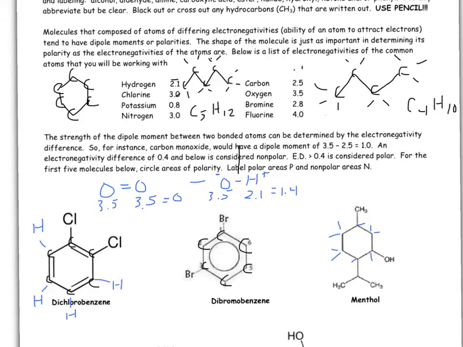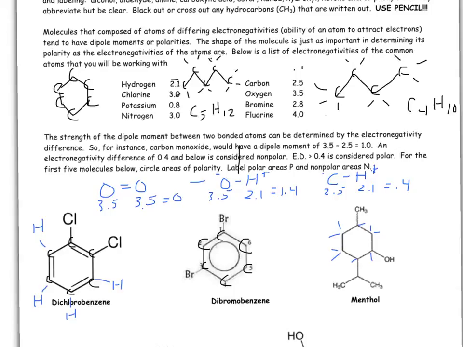Well, if we take something like carbon and hydrogen, that's a little different, because carbon is 2.5 and hydrogen is 2.1. Is there a difference? Yes, 0.4. The difference is not nearly as much. So carbon is a little negative when it's paired with hydrogen, which is a little positive. So there is 0.4. So how do we know which is polar and nonpolar?